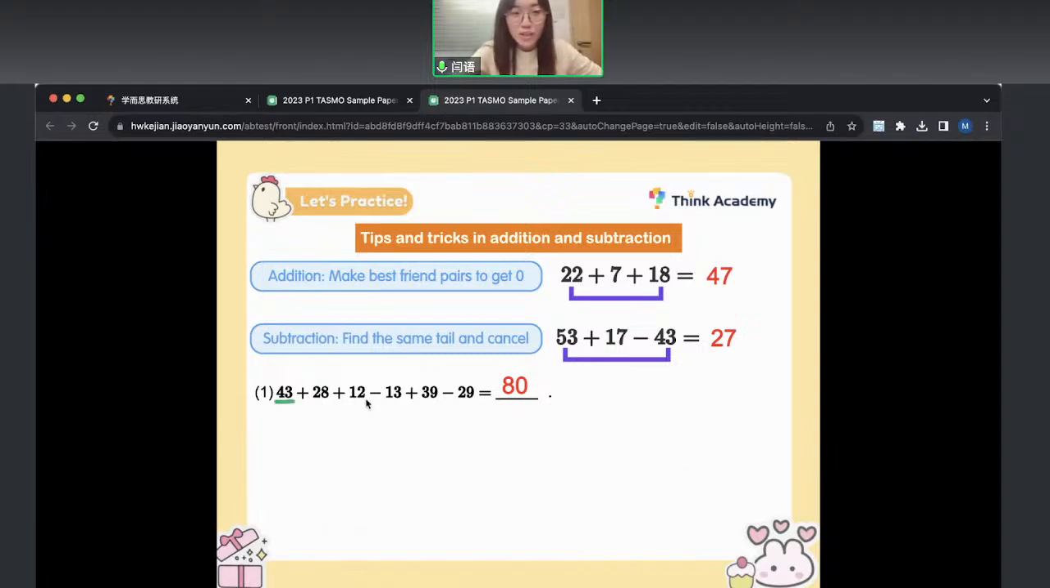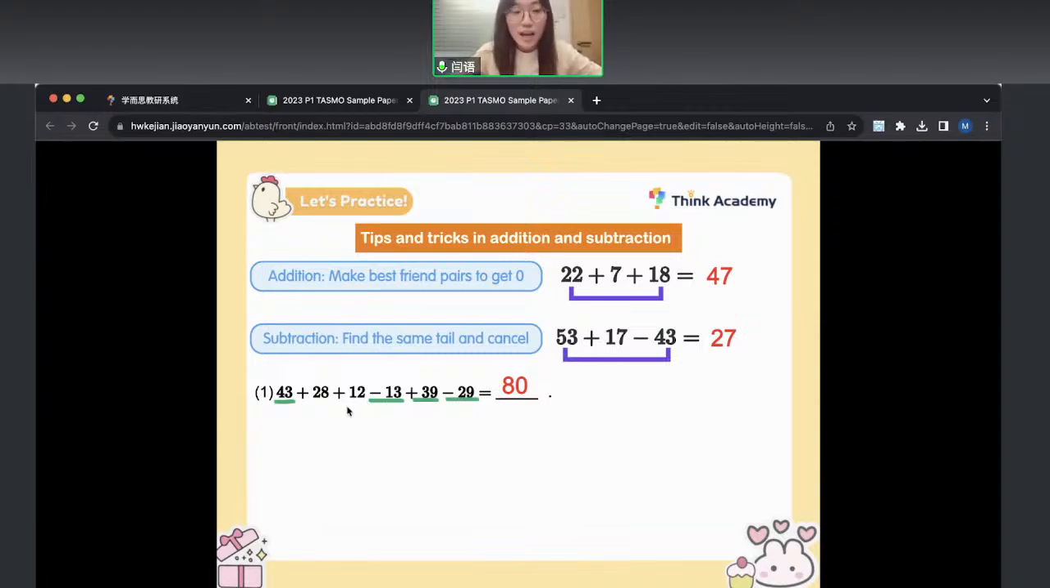Now let's have a look. 43 and minus 13, right? They have the same tail, that is 3. So actually can be cancelled. And then 43 minus 13, we have 30. And also look, plus 39 minus 29. Can you find the same tail? Yes, the same tail is 9. Again, 39 minus 29, we have 10, right?